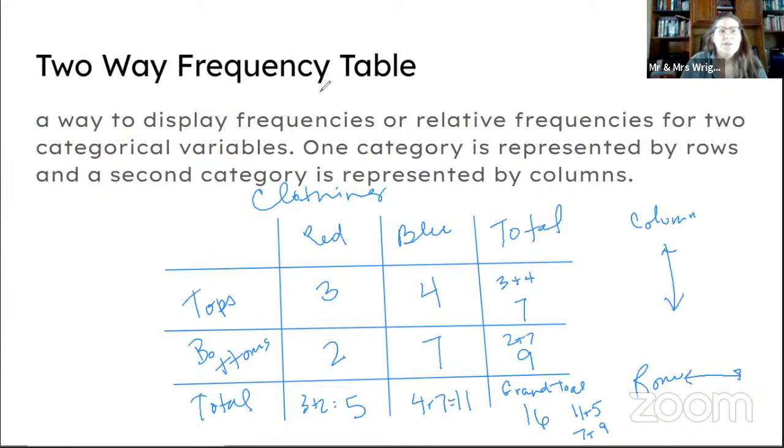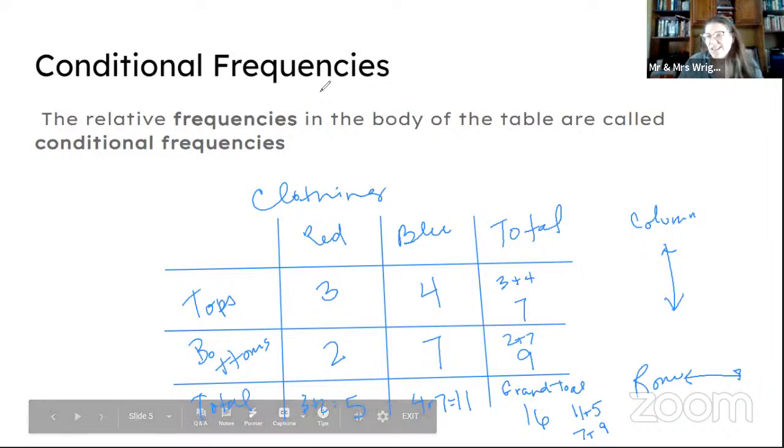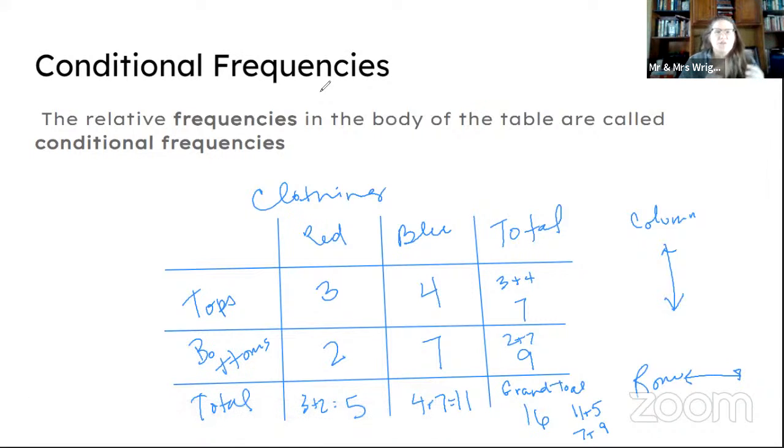Okay? So this is a two-way frequency table because it puts that data that's related to 2 pieces of information. So there's 3 things that are both red and tops. Now, conditional frequencies. They're the relative frequencies in the body of the table. So conditional frequencies, all these pieces of data are the conditional frequencies, okay? So not the names, red, blue, total, tops, bottoms, but 3, 4, 7, 9, 11, 16, those are all conditional frequencies.